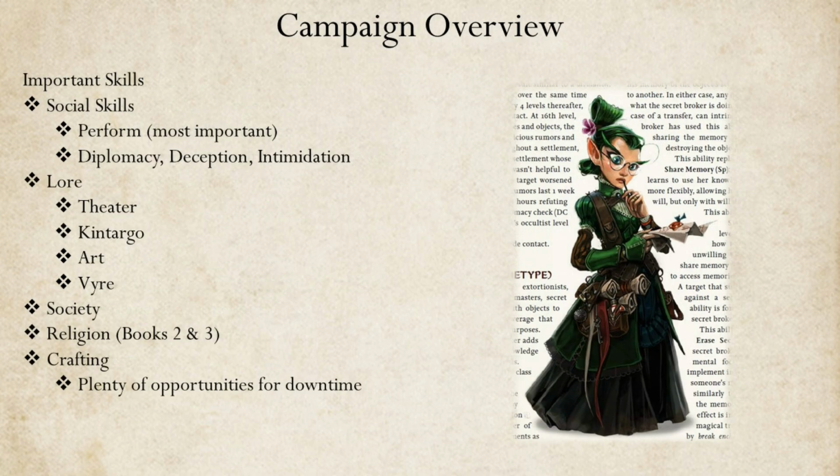Getting a bit more specific, players could improve their chances at success in this AP by ensuring they build characters who invest in the following skills. Unsurprisingly, the social skills all stand out in this AP. Perform is the most important of them all, but deception, diplomacy, and intimidate will all get plenty of use throughout the entirety of the campaign.